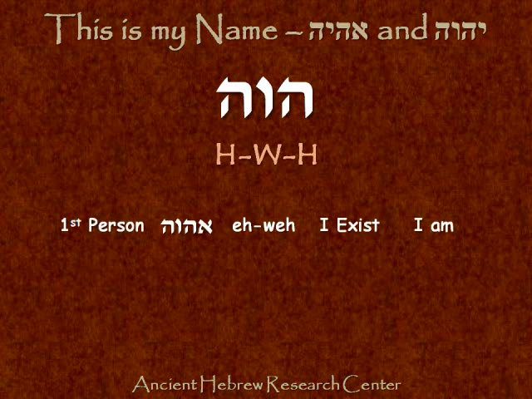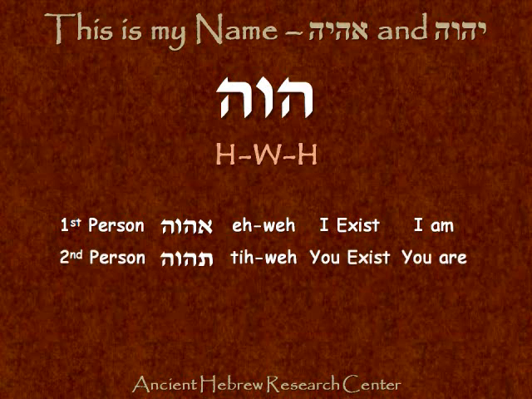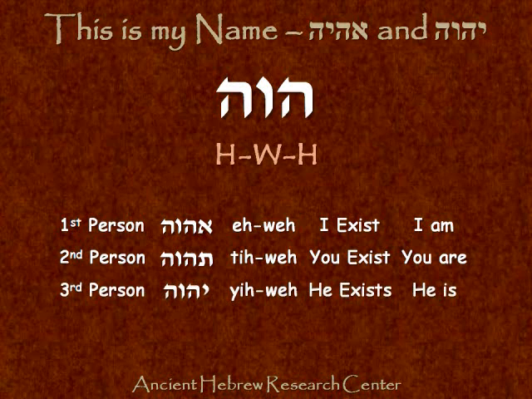The first person is ehyeh, and that means I exist or I am. The second person, tihyeh, you exist or you are. And the third person, yehweh, he exists or he is. Do you notice here that the third person of the verb YHWH is spelled Yod, He, Vav, He?